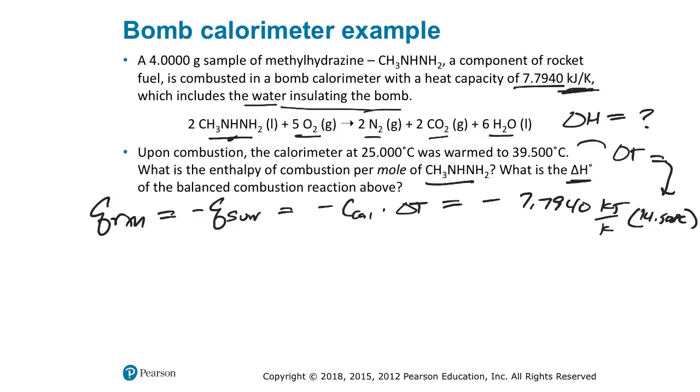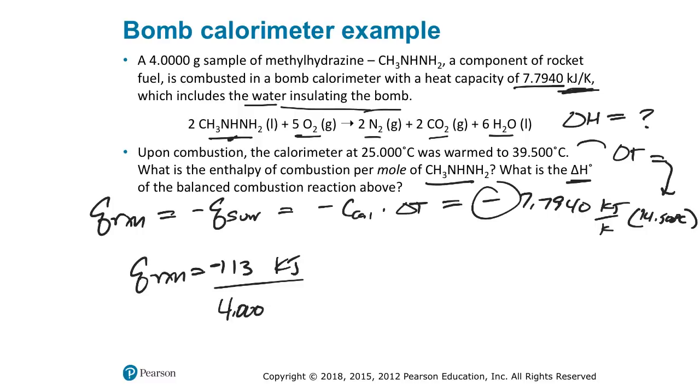If I carry that arithmetic out, it would be negative 7.7940 times 14.5. That's 113 kJ. So Q reaction is 113 kJ negative. Keep that sign negative because our delta T is positive. So this reaction is exothermic, as we would predict for any combustion reaction. And so the delta H of just 4 grams combusting is minus 113 kJ.